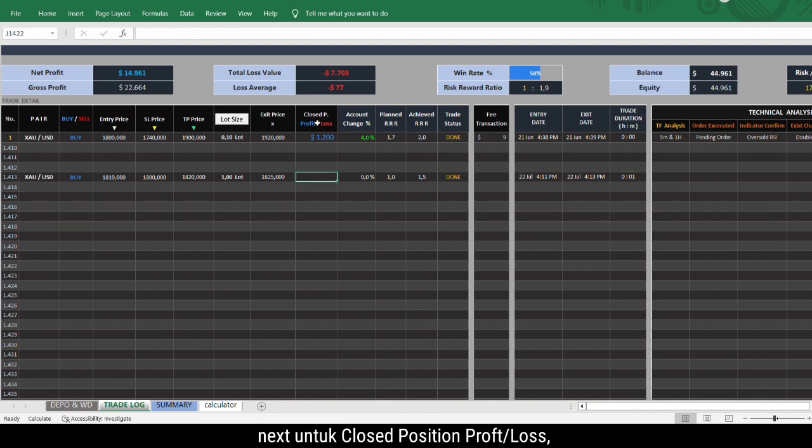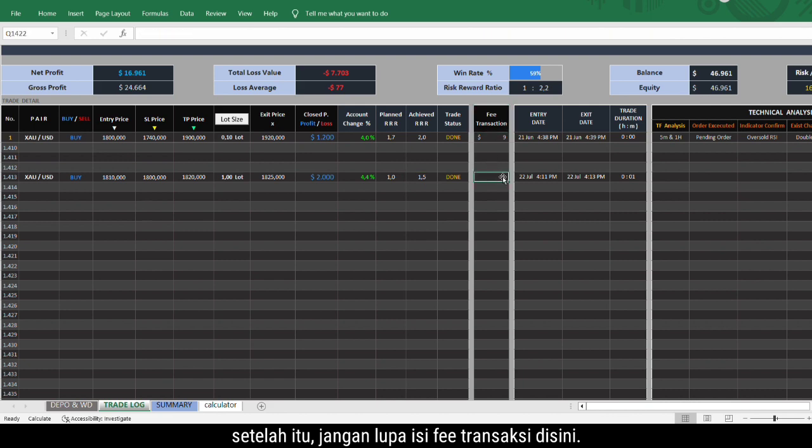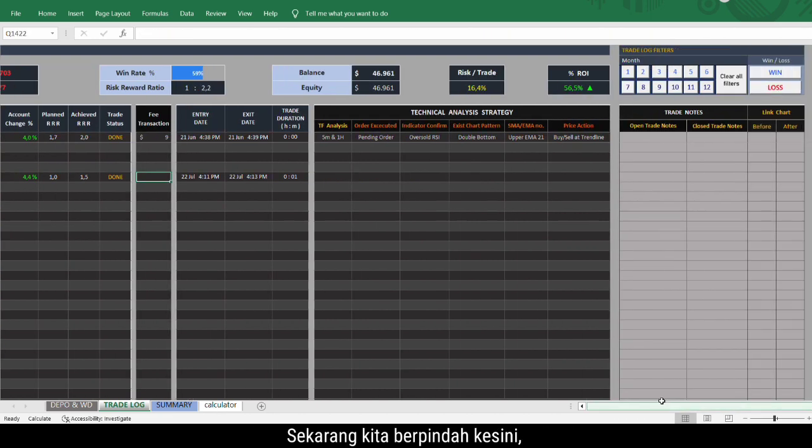Next, for close position profit or loss, we can enter the profit or loss value here. Here I will enter the profit, let's say of $2,000 profit. And we can see here our account change is about 4.4%, planned reward is 1, and achieved reward is 1.5. Okay, after that, don't forget to enter your transaction fee right here. Now we are moving to here.